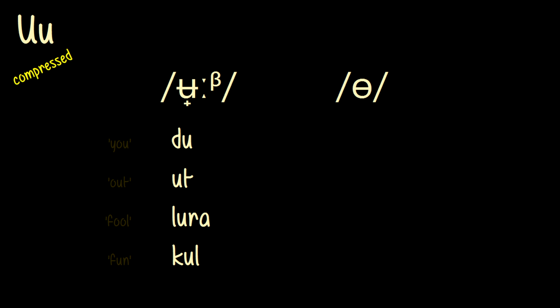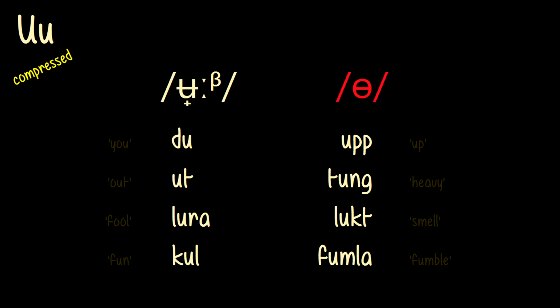This is a sound halfway between short Ö and short O, which means that it's a central vowel. To put it somewhat more specifically, it's kind of like a schwa, but with rounded lips. U, upp, tung, lukt, fumla.